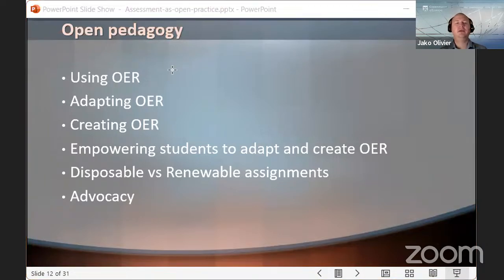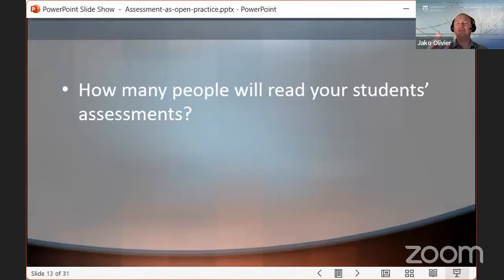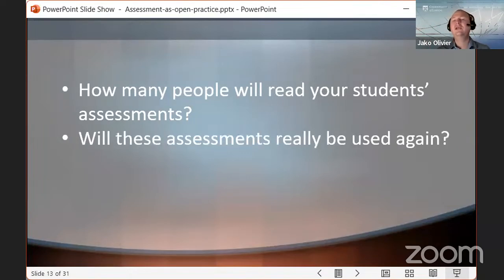So on my next slide, I will quickly look at the issue of this renewable and disposable assignments and or assessments. And I want to ask, first of all, for you to reflect on this. You don't need to write how many people will read your students' assessments and will they be used again. But let me see what you've written down. I see there's quite a number of responses after my question. Let me see.